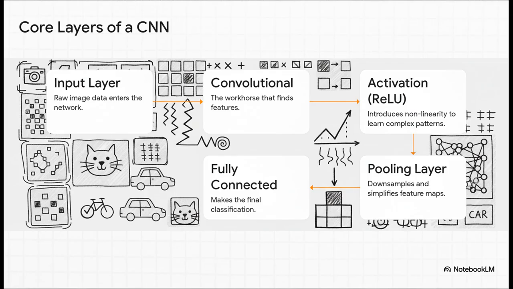Second, the convolutional layer. This is the real workhorse that finds all the features. Third is an activation function, something like ReLU, which basically decides which signals get to move forward. Fourth, the pooling layer, which simplifies everything. And last but not least, the fully connected layer, which takes all that learned information and makes the final decision.